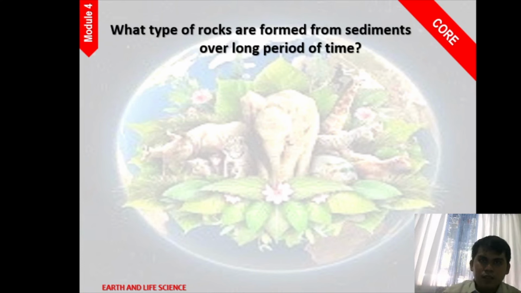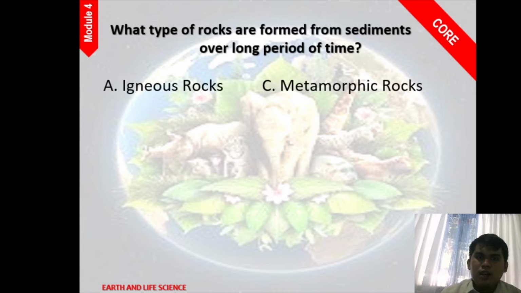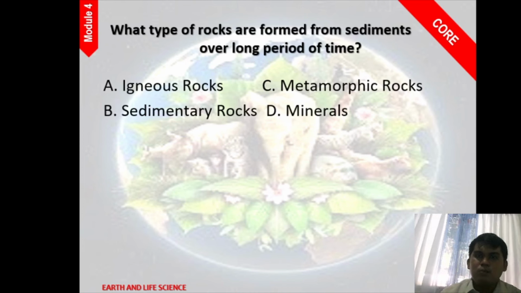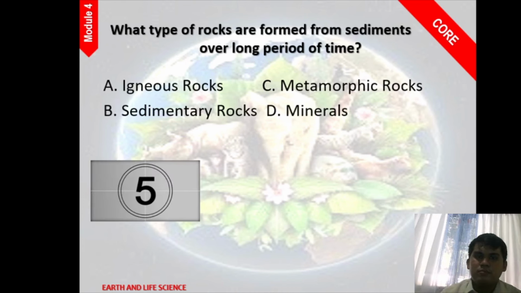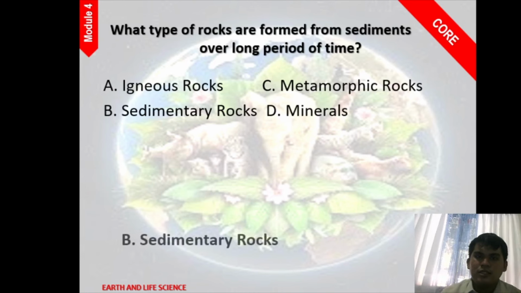Third question. What types of rocks are formed from sediments over a long period of time? Is it A, igneous rock, B, sedimentary rocks, C, metamorphic rocks, or D, minerals? Correct answer is letter B, sedimentary rocks.